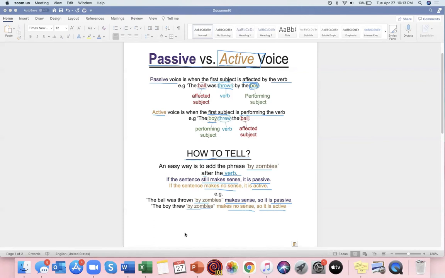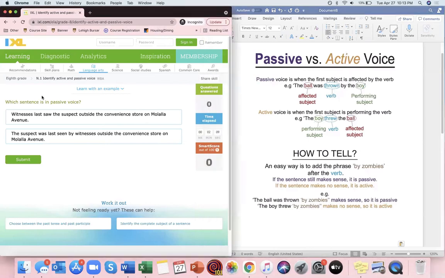Now let's do examples. Okay, so let's bring this over here for a guide. All right, so which sentence is in passive voice? Witnesses last saw the suspect outside the convenience store on Malala Avenue. The suspect was last seen by witnesses outside the convenience store on Malala Avenue. All right, so let's try this hack by adding zombies after the verb. So the verb is saw.